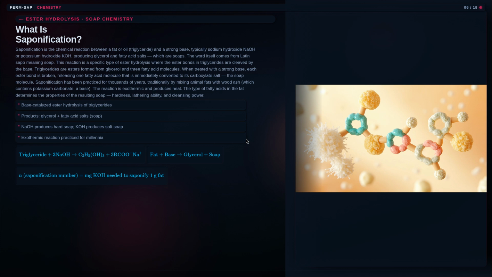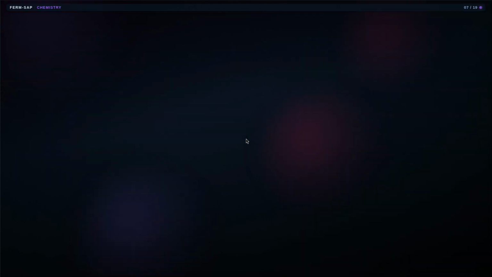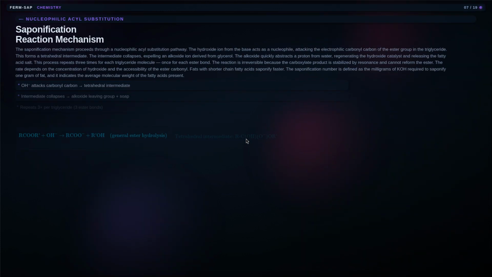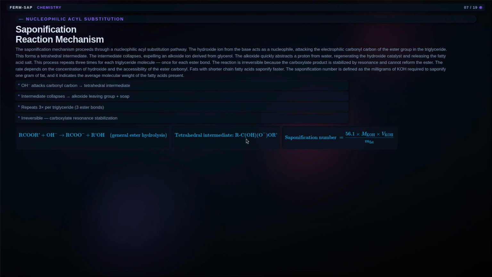The type of fatty acids in the fat determines the properties of the resulting soap, including hardness, lathering ability, and cleansing power. The saponification mechanism proceeds through a nucleophilic acyl substitution pathway. The hydroxide ion from the base acts as a nucleophile, attacking the electrophilic carbonyl carbon of the ester group in the triglyceride. This forms a tetrahedral intermediate.